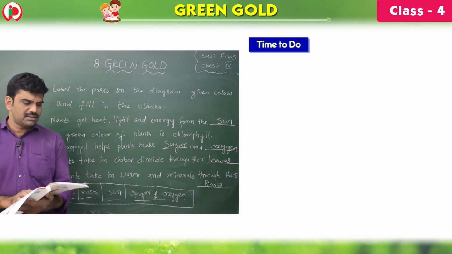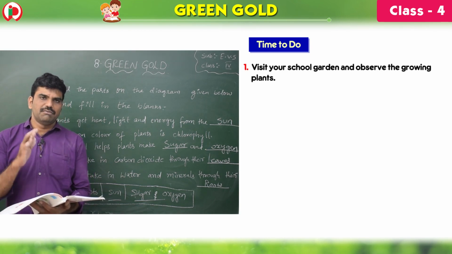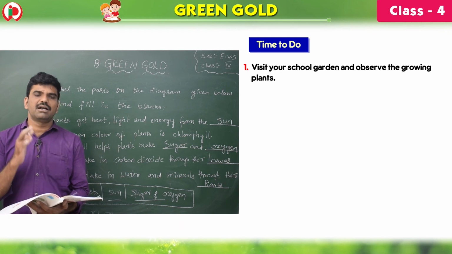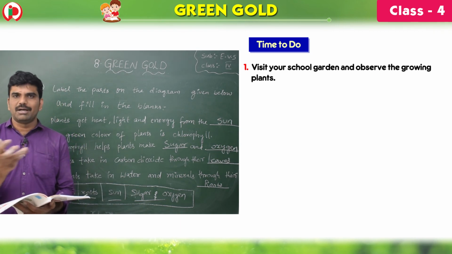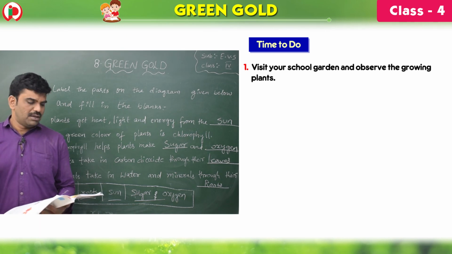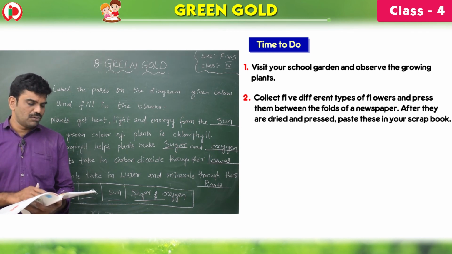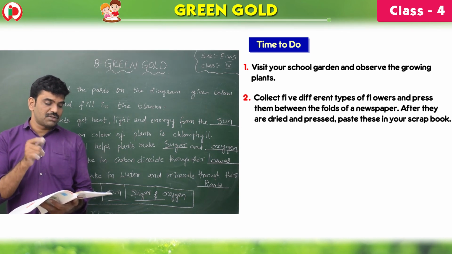Children, next one is time to do project work. Visit your school garden. Children, you have a school garden, no? Visit your school garden. Observe the growing plants. You will be observing so many plants like small herbs, shrubs and even trees also. Collect 5 in this project. What you have to do? Collect 5 different types of flowers.